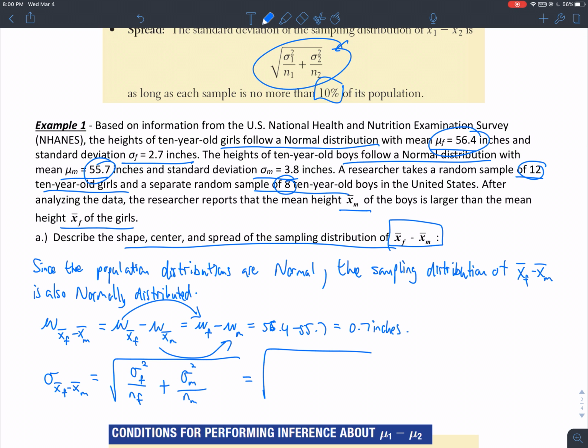And so the standard deviation of the girls or the females was 2.7 squared over the sample size, very small, of 12, and then plus this one would be 3.8 squared over that small sample size of 8. And if you punch that whole unfortunate mess in your calculator, you get this. Okay, so we have described the sampling distribution of the difference in sample means, female minus male. So we have the shape, center, and spread.